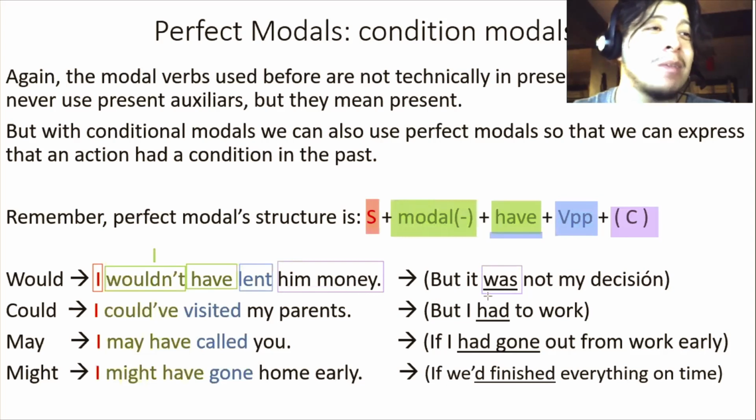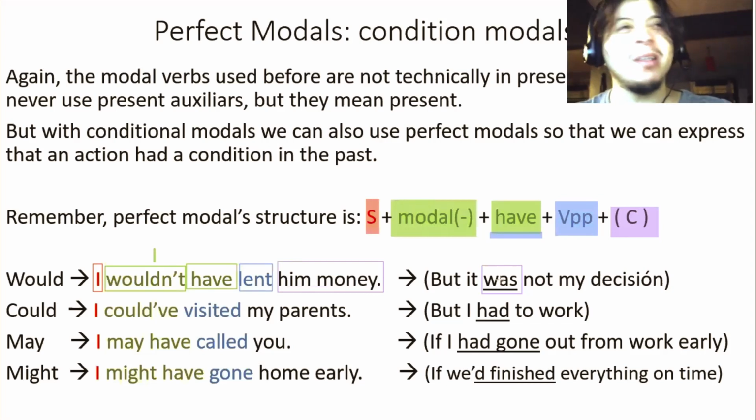In this case, I am speaking about something in the past. Yesterday or 1 year ago, you lent money to a person that is not very reliable. And now you're telling me, I lent him money and he hasn't paid it back. And I could tell you, I wouldn't have lent him money.